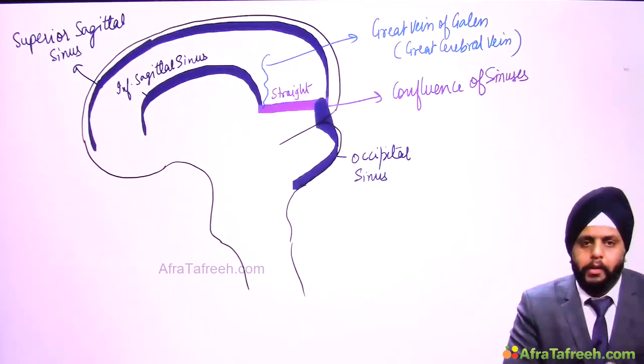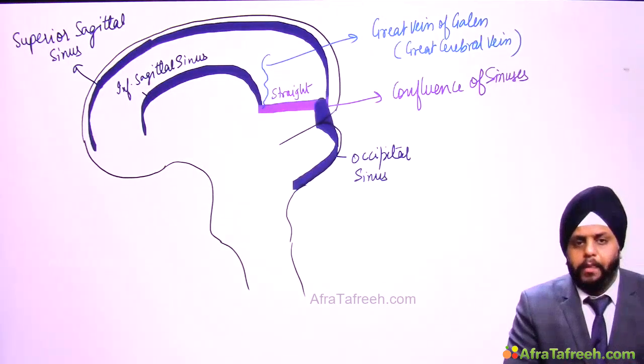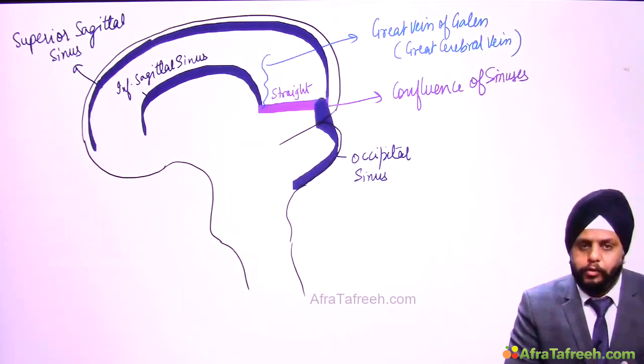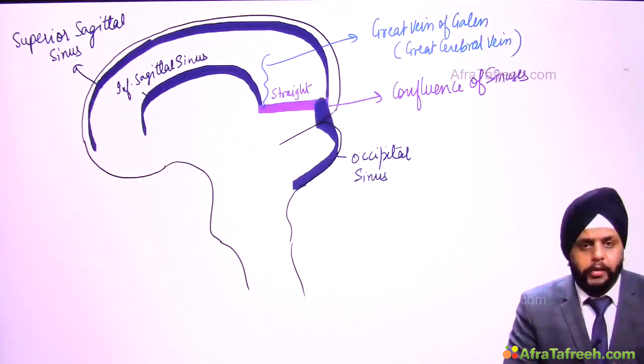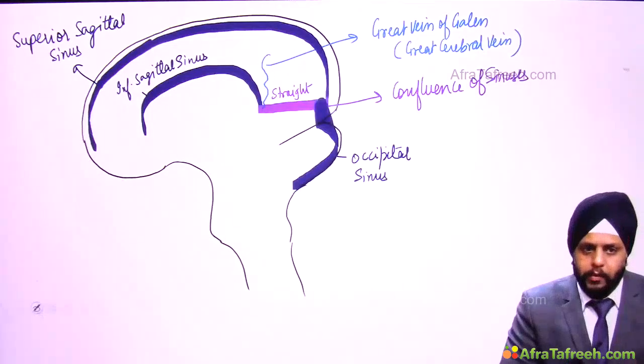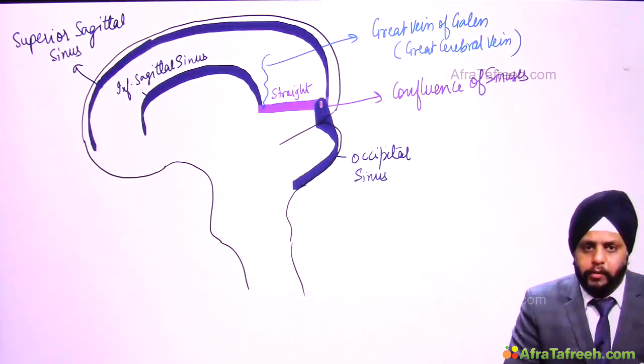Right? Now, this straight sinus is the young couple that we have now. This straight sinus has two children, two grandsons. Those two grandsons are born at the same time, so they are twins. So you see, from this confluence of sinuses, there arise two sinuses.